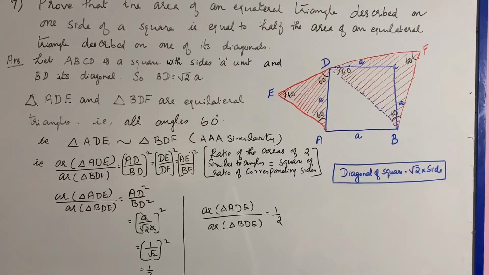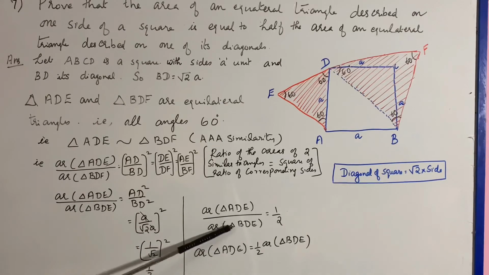That means area of triangle ADE is equal to half into area of triangle BDF. Area of triangle ADE by area of triangle BDF is equal to half. Then cross multiply, then you will get this. This we want to prove. ADE is an equilateral triangle described on one side, and BDF is the equilateral triangle described on the diagonal. Okay.